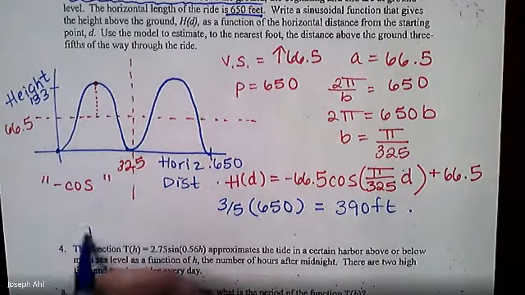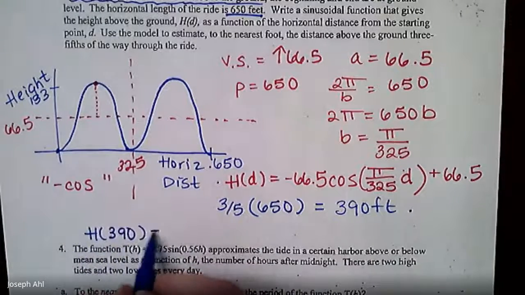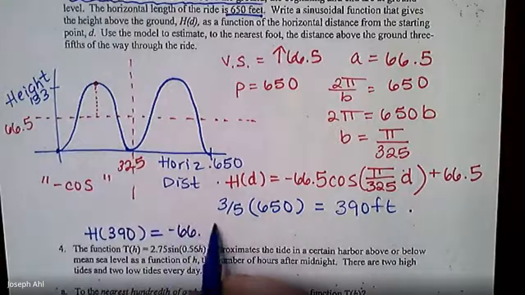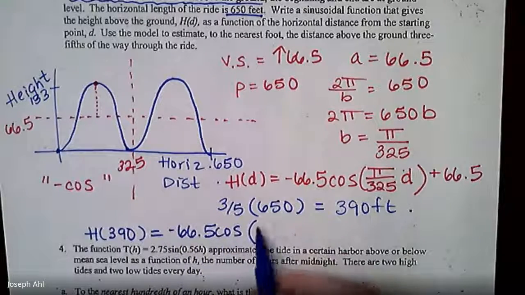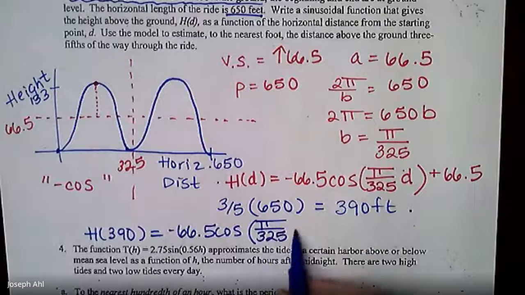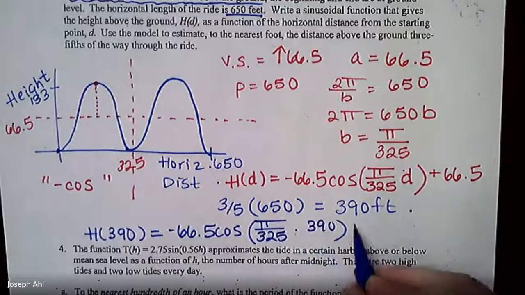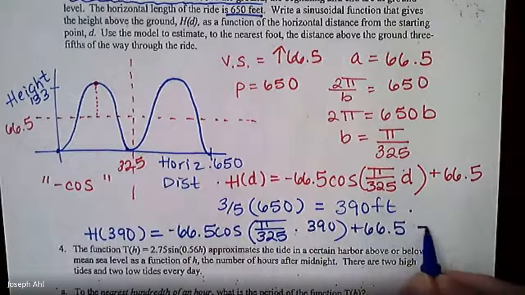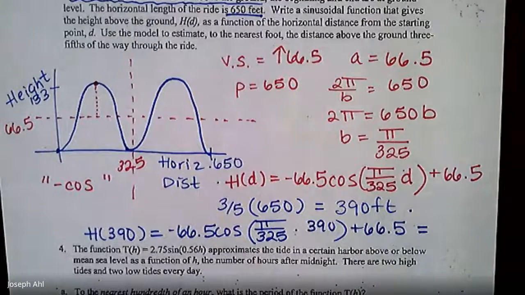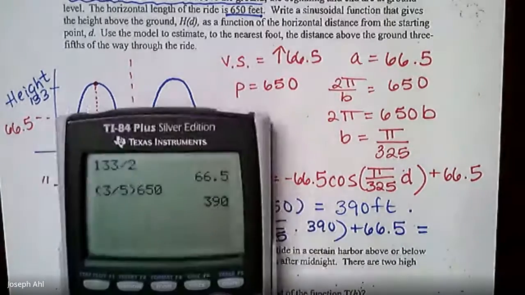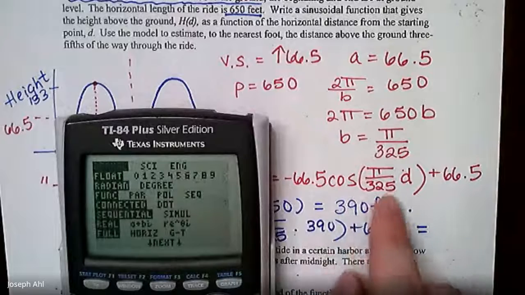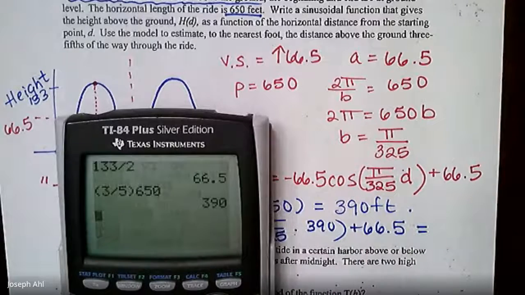So therefore, h of 390 would equal negative 66.5 cos of pi over 325 times 390 plus 66.5. Okay, let's see what that is approximately. Okay, got to be in radian mode. If you're going to type in pi over 325 as the frequency, double check that you're in radian mode.